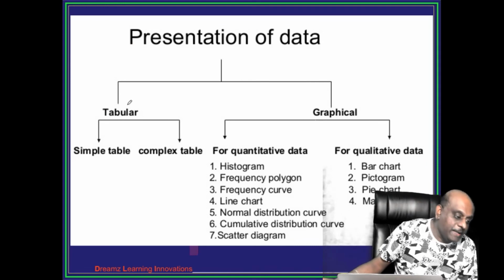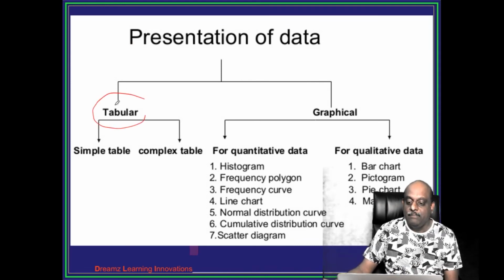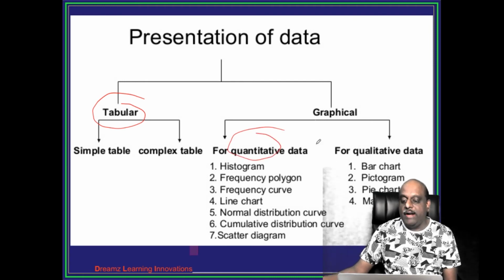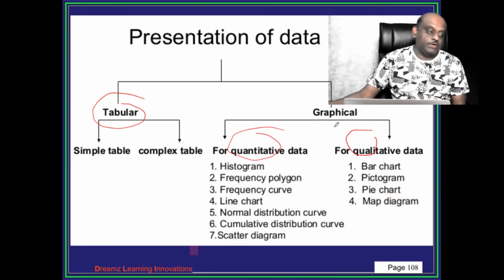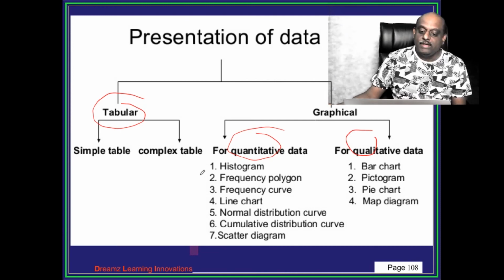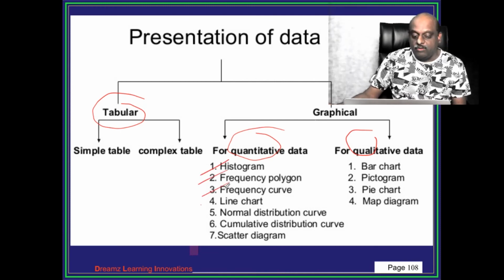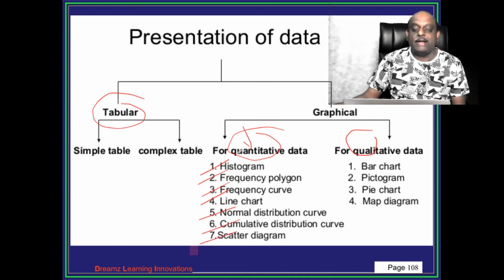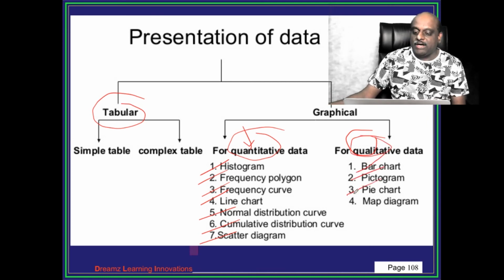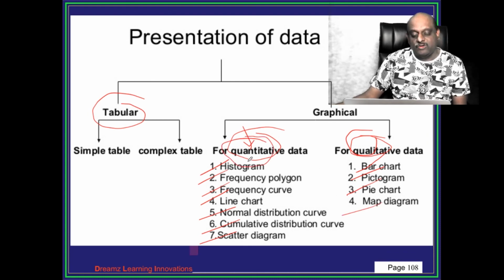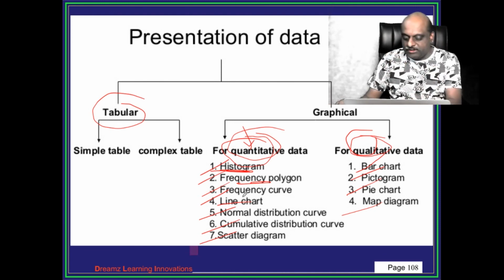So once more, इसके पहले भी इसका discussion किया हमने. Quantitative data, qualitative data. Be very sure. What are the parameters? Histogram, frequency polygon, frequency curve, line chart, normal distribution curve, cumulative distribution curve, scatter diagram, they're all for quantitative. Qualitative data जो होता है इसके लिए bar chart, pictogram, pie chart, map diagram. Qualitative, discrete variables. Quantitative, continuous variables. इसके लिए histogram, frequency polygon, line chart, they're all used. Be very sure, one of the favorite questions of the examiner.